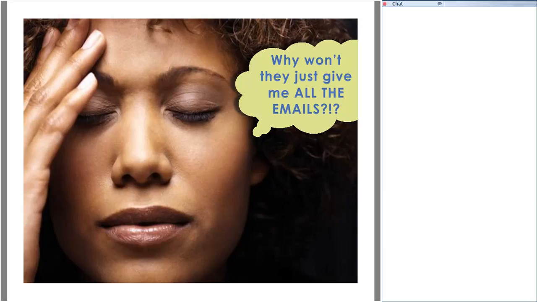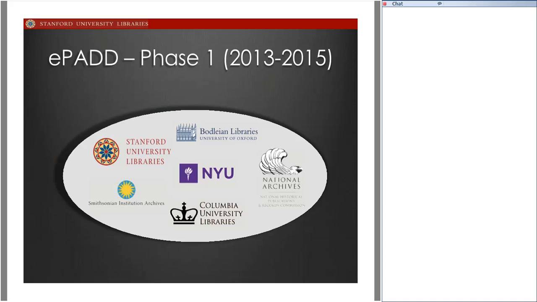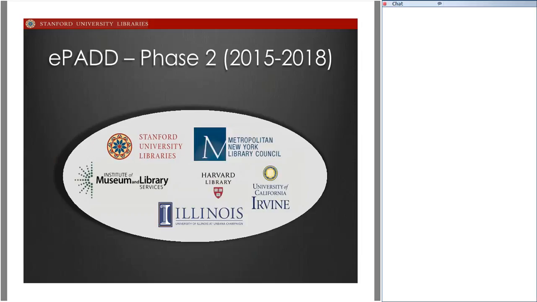So we created ePADD to help solve some of these issues and make it easier for institutions to provide access to email and for researchers to discover and use it. Our first major release came out in June 2015 after 2 years of NHPRC funding. And as Glenn mentioned, we're now in our second major grant funded by IMLS, and you can see some of our other partners here.